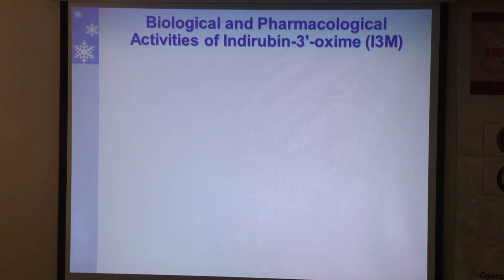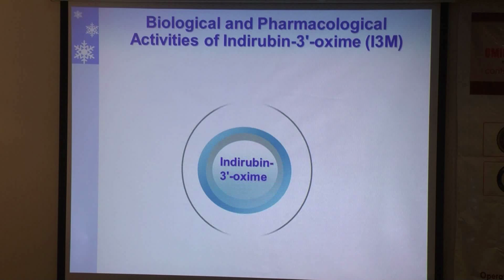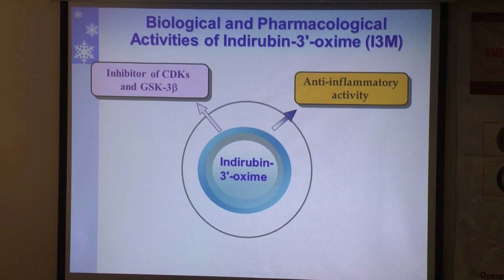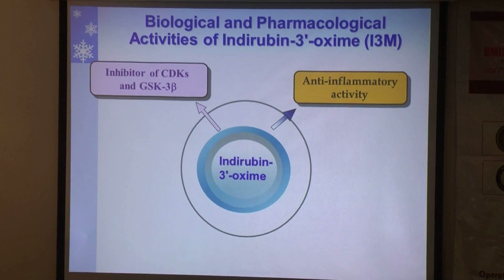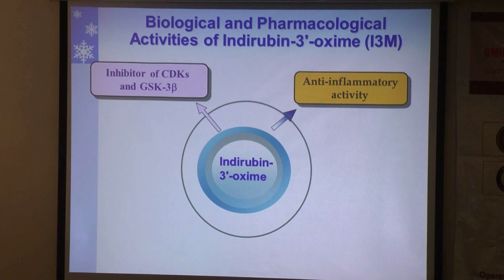So based on this background information, we look at the literature. What are the biological and pharmacological activities of this compound? As shown here in this slide, it can inhibit the CDK, the cyclin-dependent kinase, and the glycogen synthase kinase, and also have a potent anti-inflammatory activity.